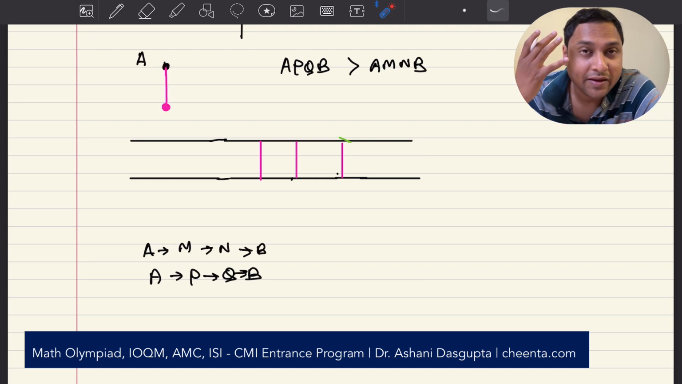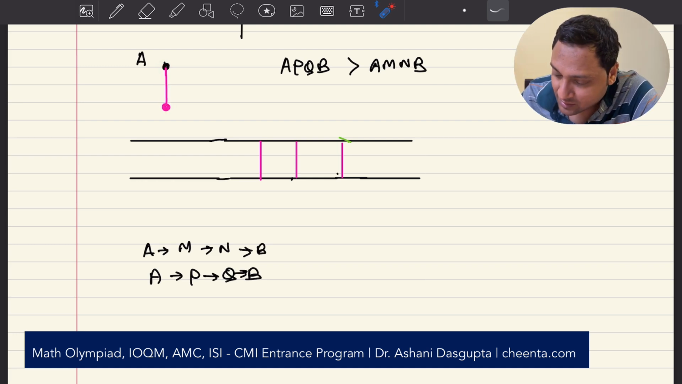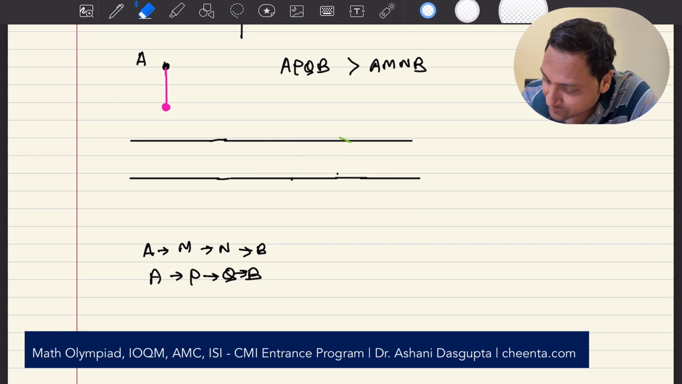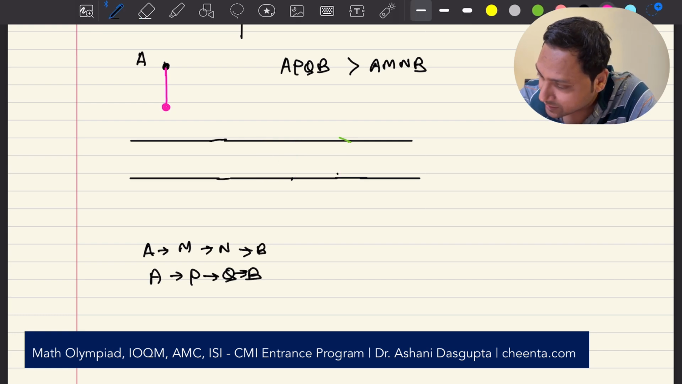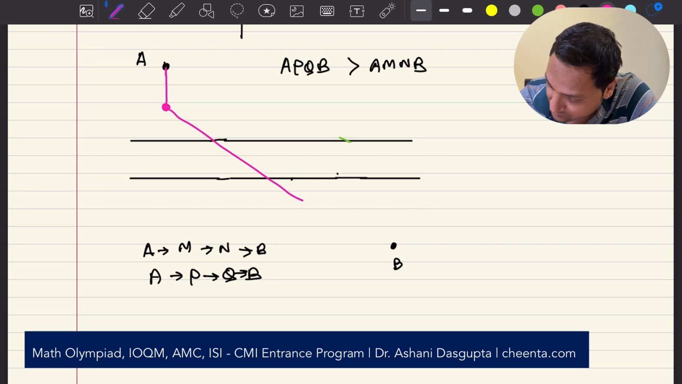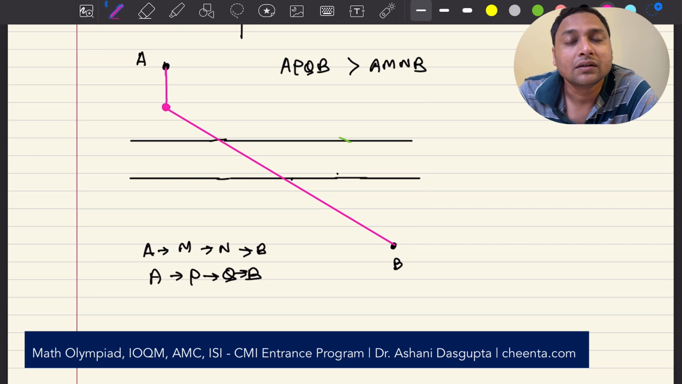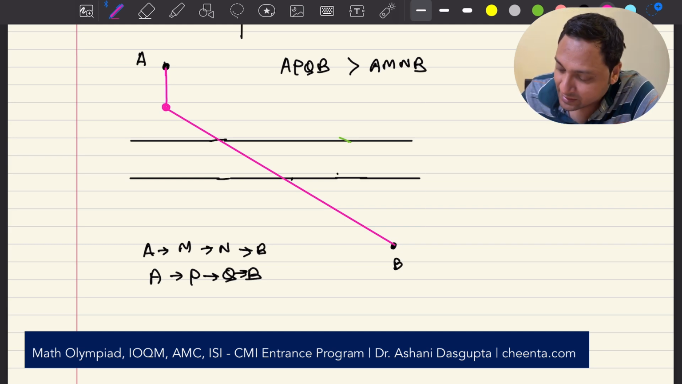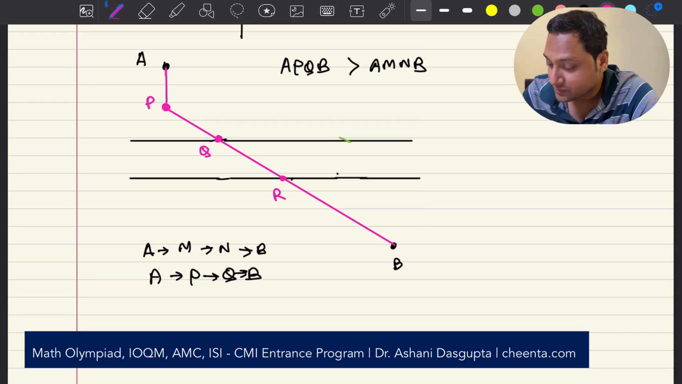Well, of course, you're doing this in your imagination. Now, let's do a very simple thing. Okay, here is the point B, in case we forget. So what we can do is we can actually join this point with B. Here we go. All right. So this is my point P, this is Q, and this is R, suppose.